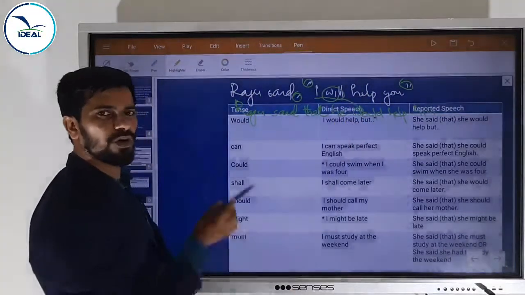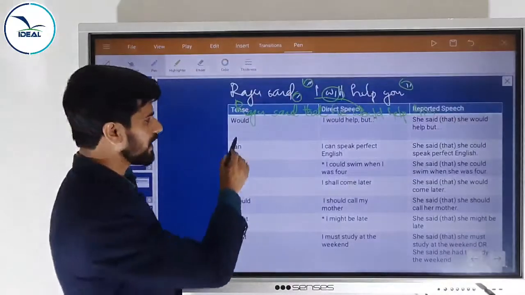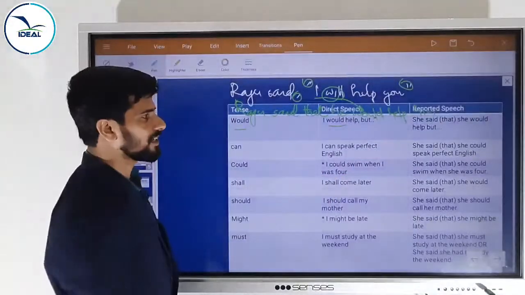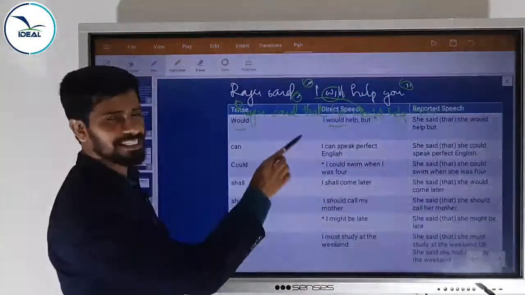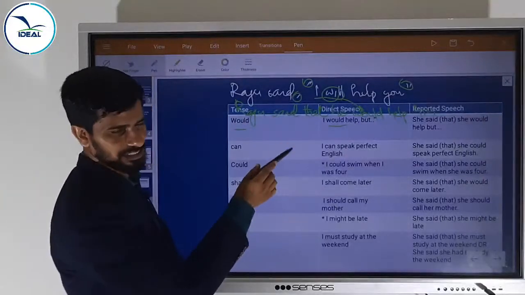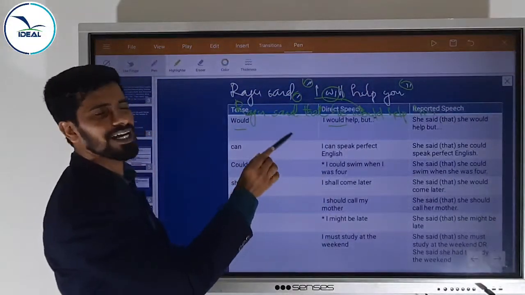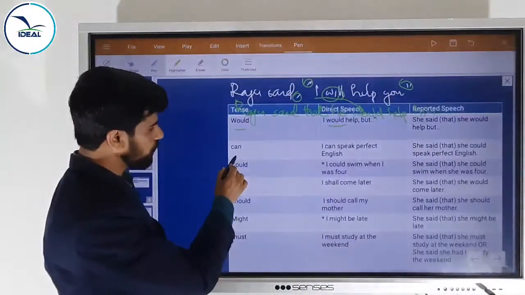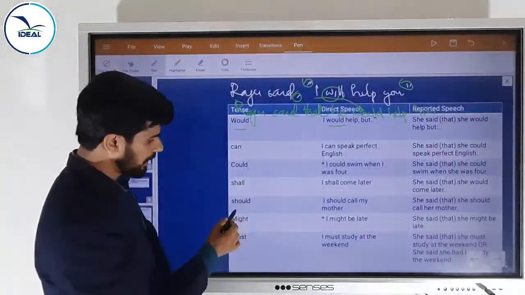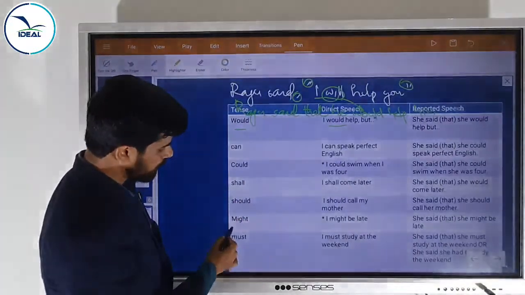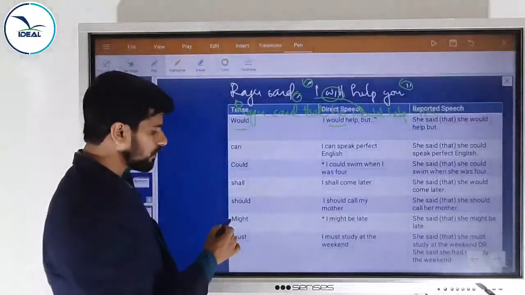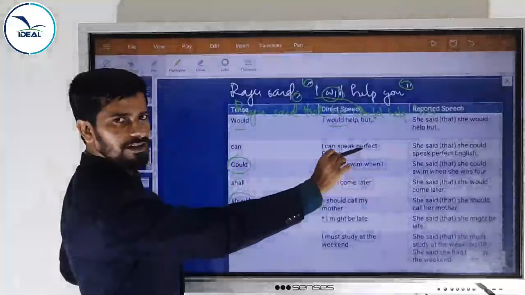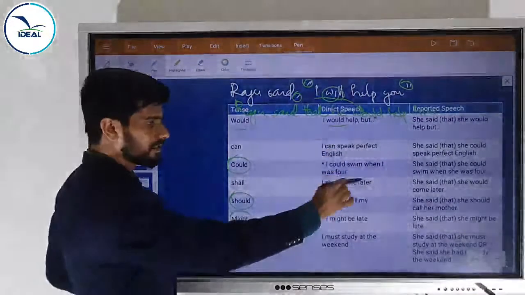And what happens if would is already there in the sentence? If there is would already in the sentence, would remains. So I would help you becomes she said that she would help. So would remains. If it is already past, and you already know could is the past form of can, should is the past form of shall, and might is the past form of may, all these remain in the reported speech. Understood? So it remains the same.